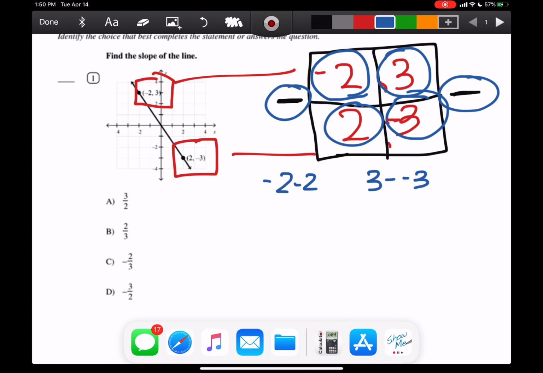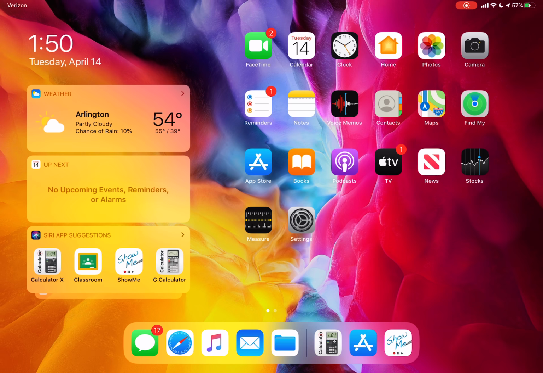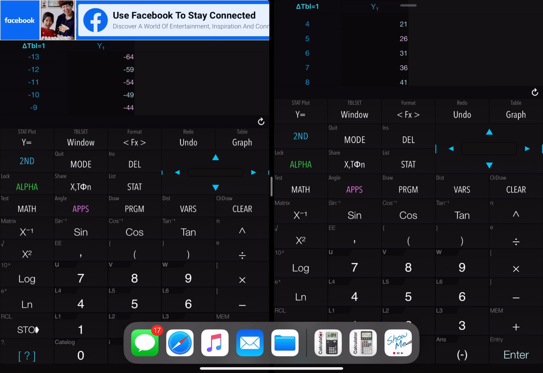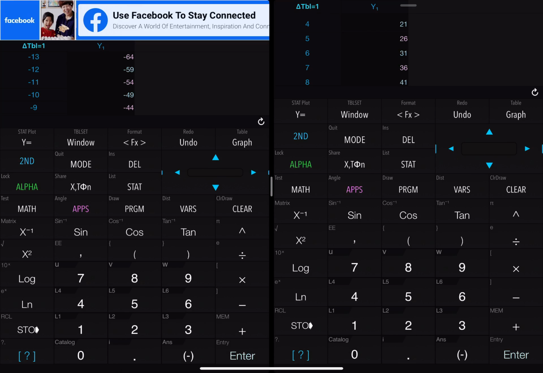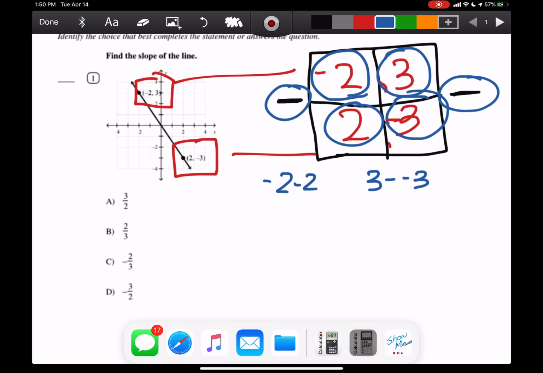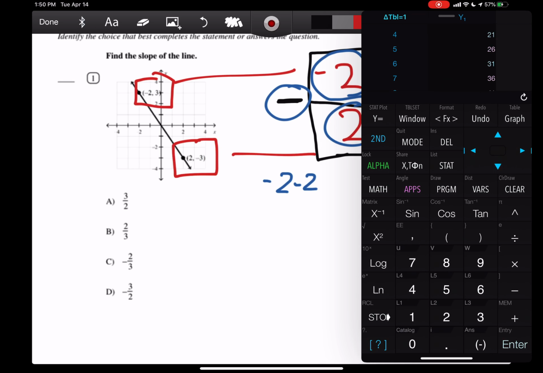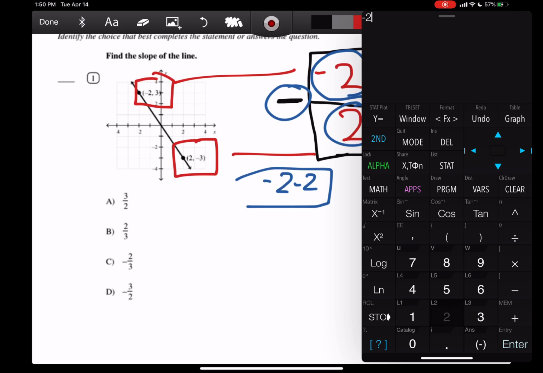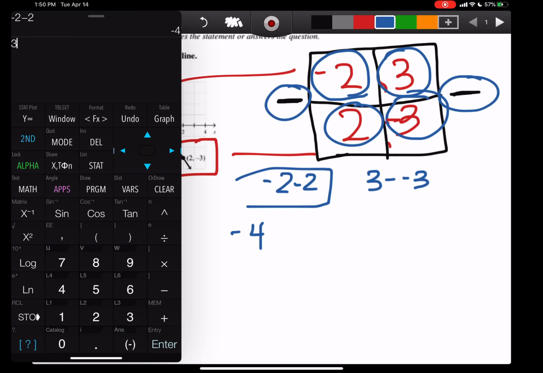Now, we can bring up our calculator. I have to open up the Pro one real quick. All right, open up my calculator here, and I'm going to do this first one. -2 minus 2 will give me a -4. And then my other problem on this side was 3 minus a -3, and that's going to give me 6.